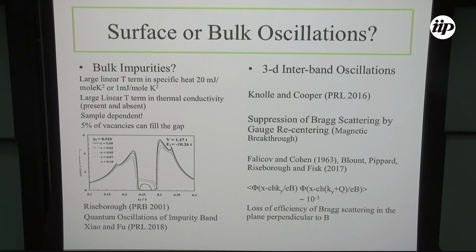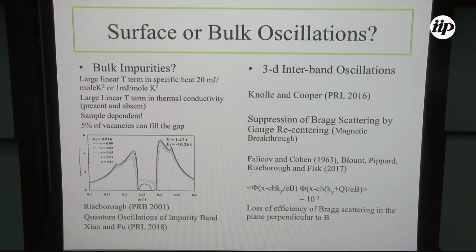The evidence that these oscillations may be due to impurities is if you look at the linear T term in the specific heat, the Cambridge group report values of 20 millijoules per mole Kelvin squared, which would indicate that it's actually a bulk density of states. On the other hand, that number varies dramatically from group to group. And if you look at isotopically enriched samples, you get down to a value of 1 millijoule per mole per Kelvin squared. So that says whatever it is, it's very sensitive to the purity of the sample.